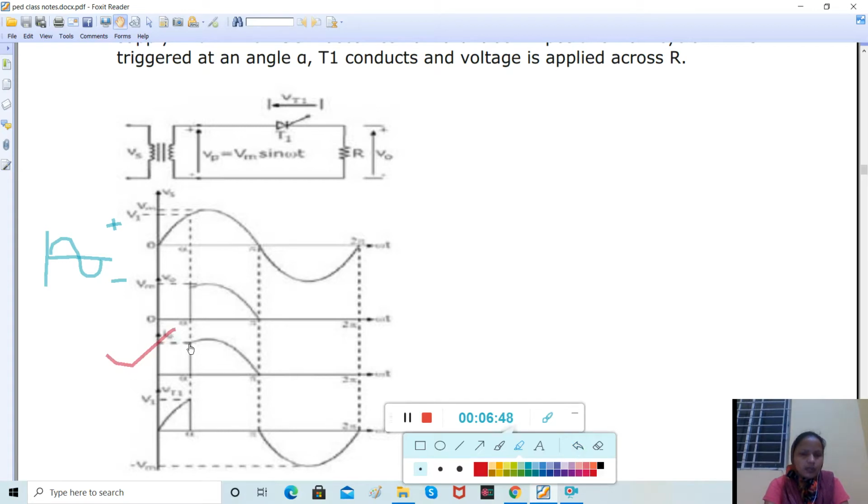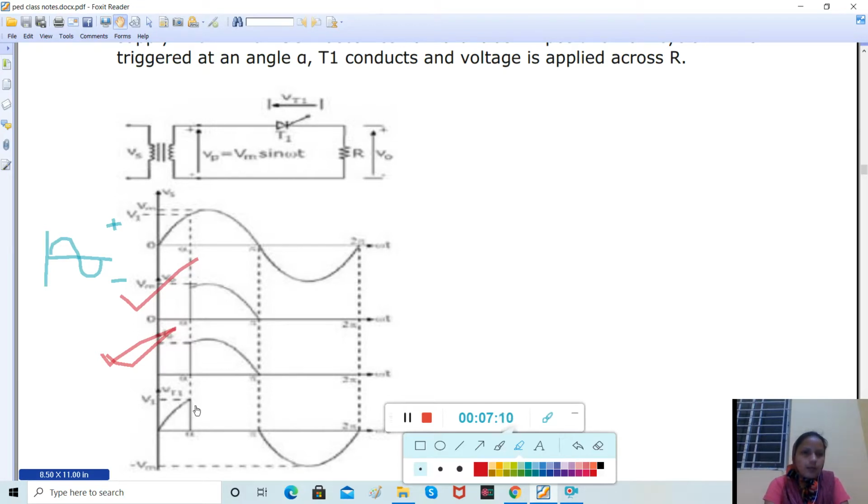Okay, the output current is in the same phase with the output voltage waveform. So this is the output voltage waveform, and this is the output current waveform. Clear up to this point? So this waveform is the voltage across the thyristor, that is Vt1. How do you get this waveform?